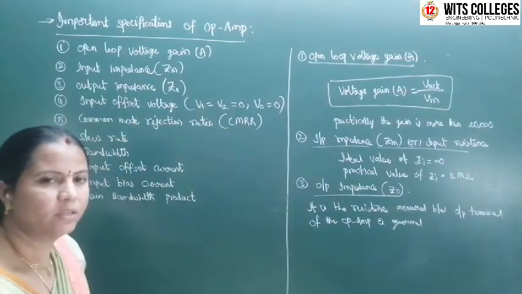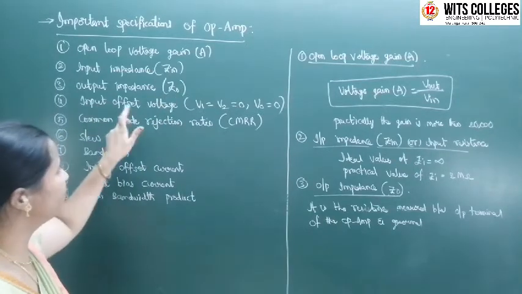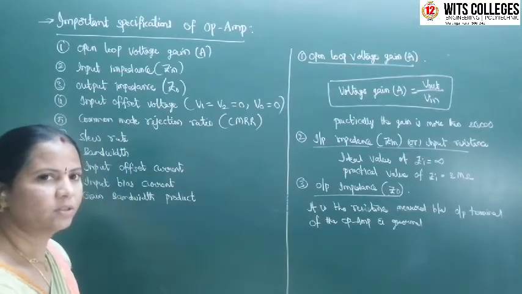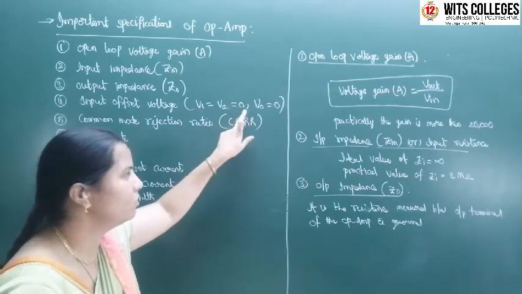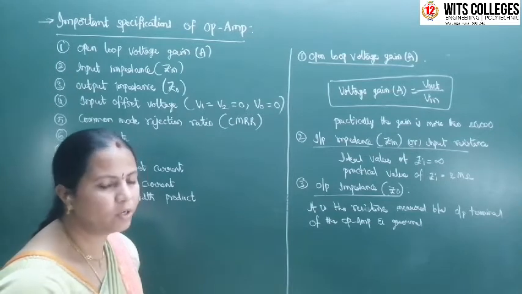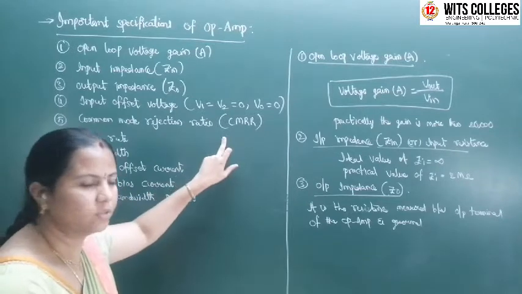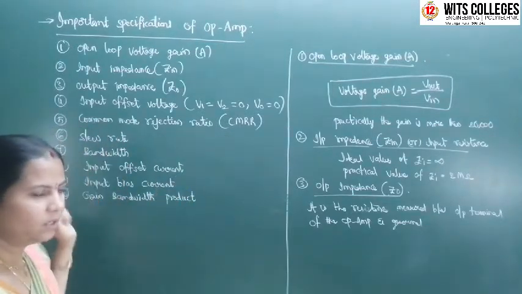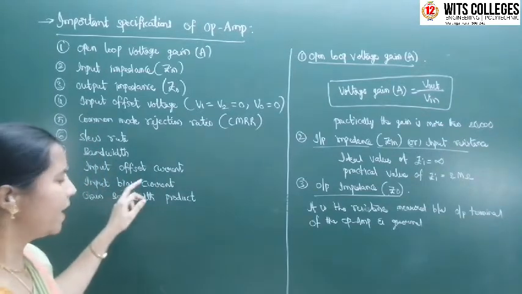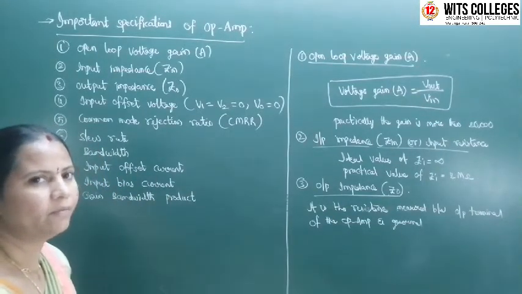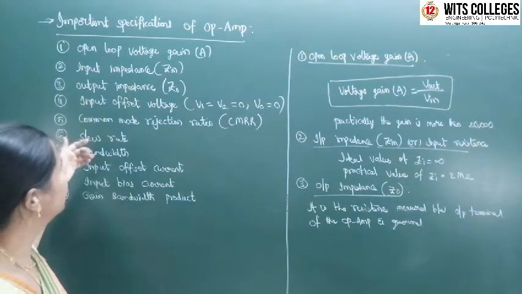Then input impedance Zin, output impedance Z0, and input offset voltage, that means when we give the inverting and non-inverting inputs of the differential amplifier equal to 0, the output voltage we get is also 0. Next, common mode rejection ratio, CMRR, slew rate, bandwidth, input offset current, input bias current and gain bandwidth product. Now we are going to discuss the different specifications.